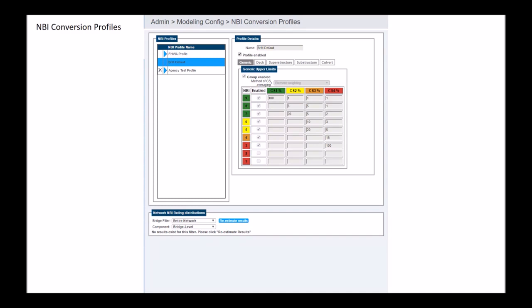The values in the cells are the upper limits for the condition state values. So, for example, if your deck element has 21% in condition state 2, and here you'll see that condition state 2, the limit is 20, which is the maximum allowable for an NBI of 7. So 21% would get you an NBI of 6. If you have 21% in condition state 3, then an NBI of 4 is the highest that you can get.